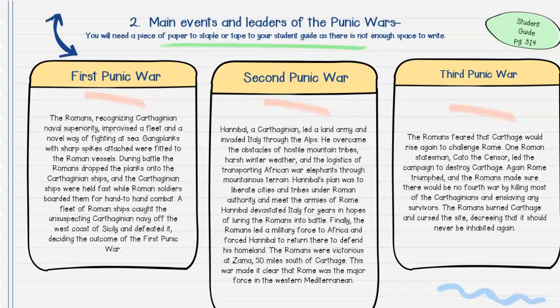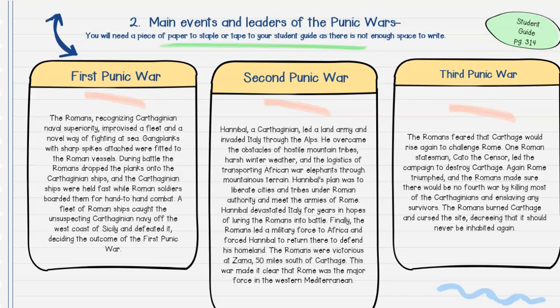The Romans were victorious at Zama, 50 miles south of Carthage. This war made it clear that Rome was the major force in the Western Mediterranean. And so when you see pictures of the Punic Wars and you see elephants, now you'll know why.